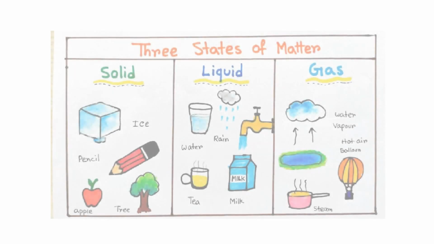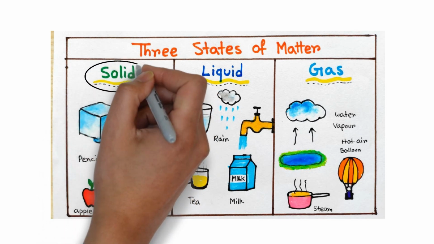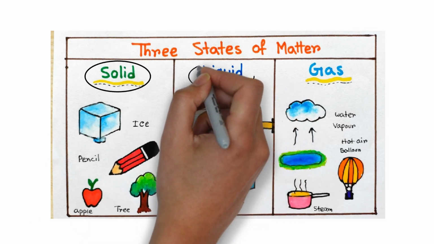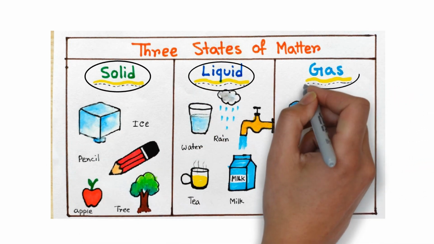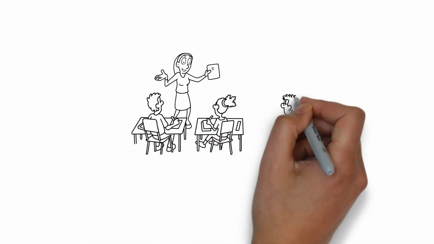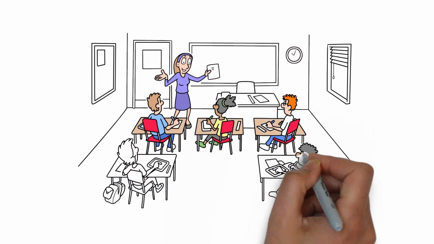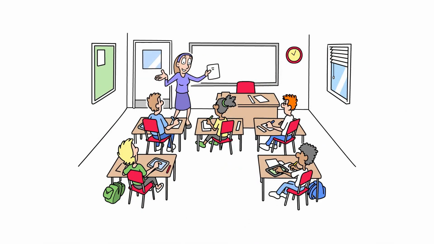When given the opportunity to witness solids, liquids, and gases in their everyday lives, children have the capacity to acquire knowledge regarding the properties of solids, liquids, and gases. It is because of this that they are able to obtain knowledge regarding the features of various states of matter.